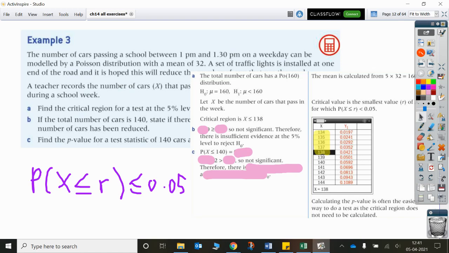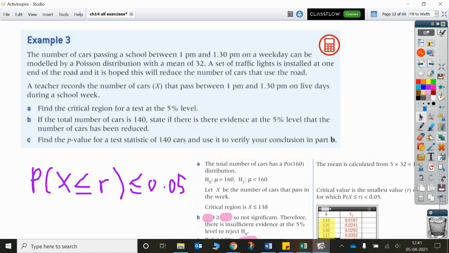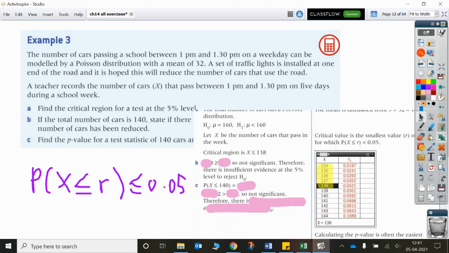Right, so part B, let's push on. Part B, if the total number of cars is 140, state if there is evidence at the 5% level that the number of cars has been reduced. So although we can see that the number has definitely gone down from what we would expect as 160 to 140, we can't say at the 5% level that this is significant. This may just be random chance. Maybe we should go back and do more tests to see if this is going to be the case if we did it for another week, for example.